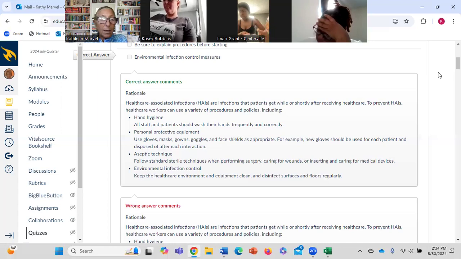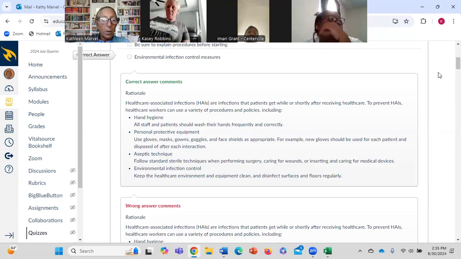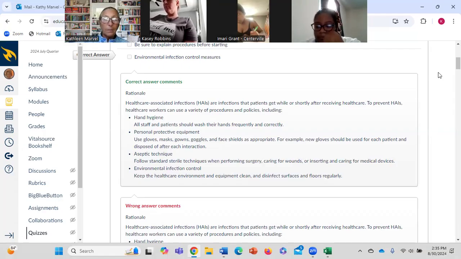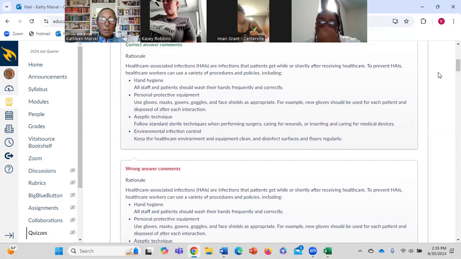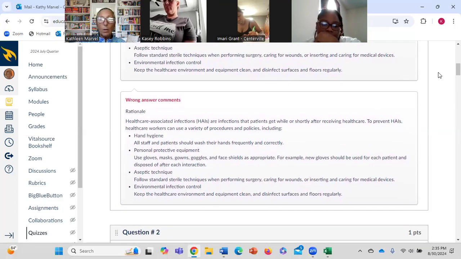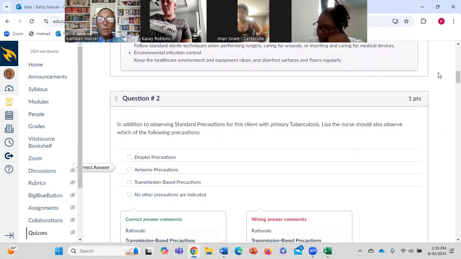Okay, we should also be practicing aseptic technique, right? Which is following the standard sterile techniques when performing surgery, care of wounds, or inserting catheters, inserting and caring for medical devices. And then we always need to be mindful of whatever the environmental infection control guidelines are wherever you're working, right? It simply means that we want to keep the healthcare environment and equipment clean, disinfect surfaces and floors regularly. So that's a really good summary of healthcare associated infections. And it's just repeated. You guys know this by now. It's just repeated if you got it wrong. Okay, so I'm not skipping over anything.